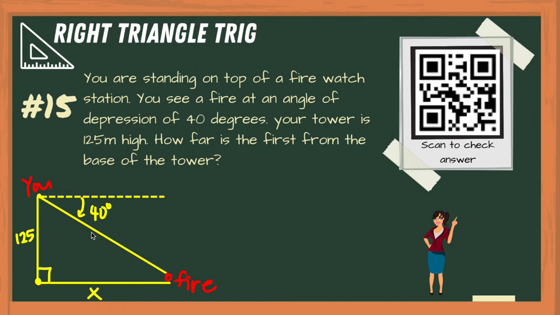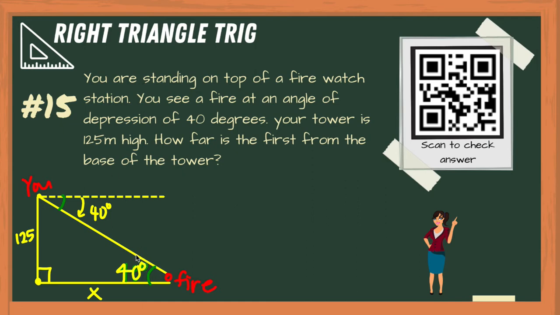So if you remember back to parallel lines, your horizontal distance here and the horizontal line of the ground are parallel. So you actually have alternate interior angles here. So this line, the transversal, and the other line give you alternate interior angles, which means that this angle here is also 40 degrees. So these are the same. So angle of depression down is the same as angle of elevation up. So here's your picture that you're working with.